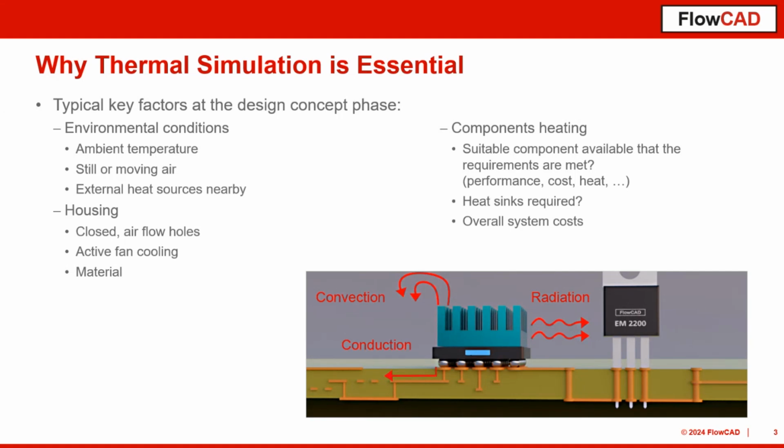Here are a few typical examples. The environmental conditions like ambient temperature, any kind of airflow, or if there are any additional heat sources near the components. And we also have to consider the housing effects. It's important to know if we have a closed enclosure or if there are any airflow holes, or even if active cooling is implemented. Finally, we also have to check whether the selected components are suitable for the desired application at all, and so that means that all requirements will be met.